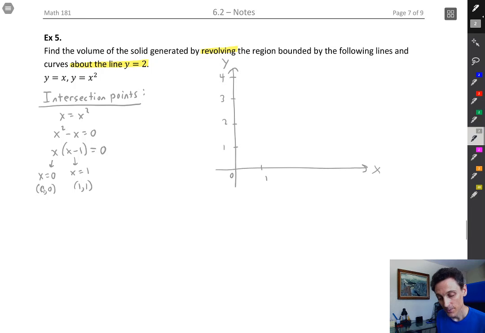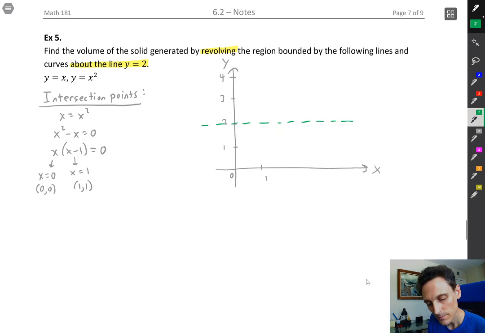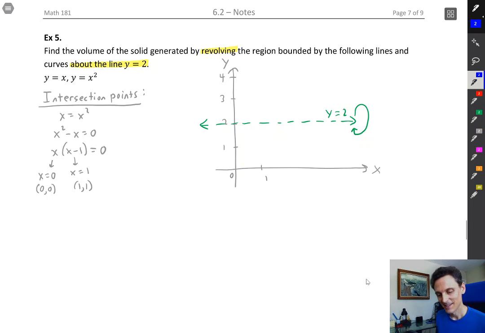I've drawn enough scale to plot these points 0, 0, and 1, 1, and also to have enough room to revolve the region about the line y equals 2. Let me draw in where y equals 2 is, just for reference. Here's the y equals 2 line that we're going to be spinning our region about. Now we're going to want to draw our region, and here we know that both of the curves go through the points 0, 0 and 1, 1. So we have y equals x, which will just be a line connecting those two, and y equals x squared, which is going to be a parabola going underneath.